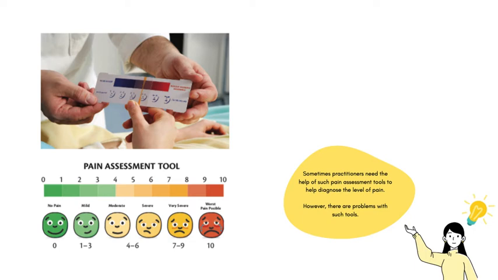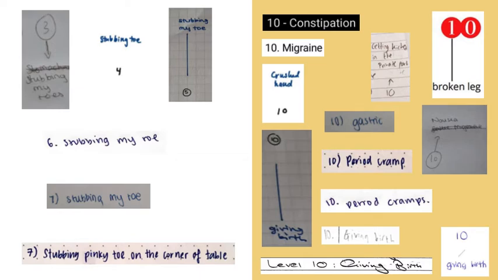Now, at times, the practitioner may need the help of pain assessment tools to help diagnose the level of pain, where the patient can indicate what scale they are on, okay? However, there are problems with such tools. For example, yesterday I asked you to put a measure on your pain level, okay? Now let's focus on the wide area. Most of you wrote down stubbing your toes, and as you can see, some of you perceive it as level 3, and some of you perceive it as number 7.